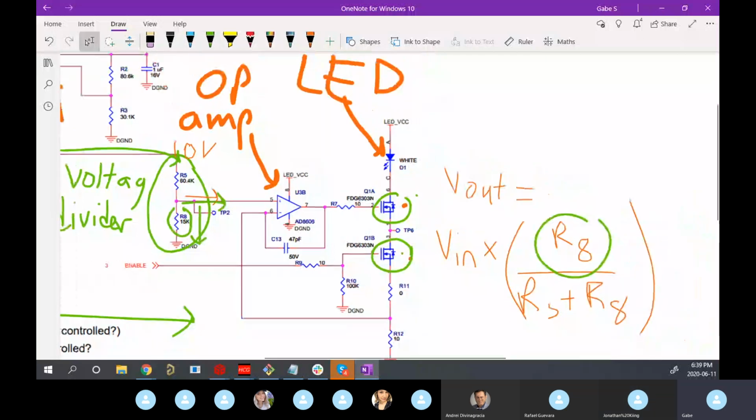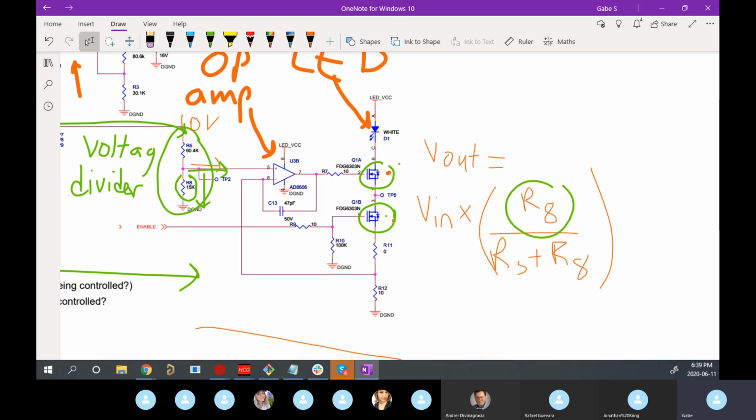Cool. So can you do that math for me? What voltage would that be on the output if our input was 10 volts? Can you give me that, Raphael? It's something like 2 volts. Can someone confirm for me? I'm flying blind, no calculator. I think that's right.